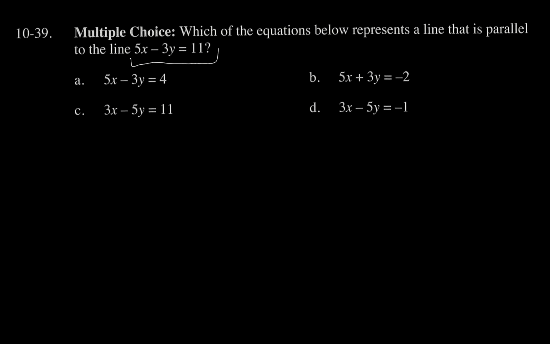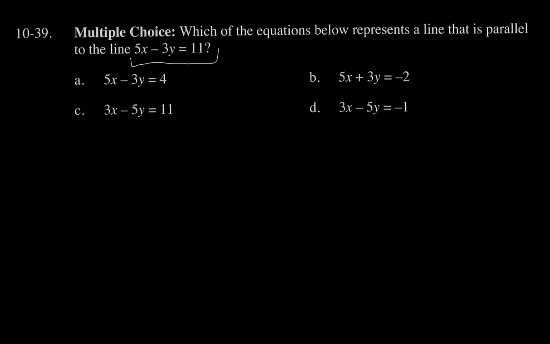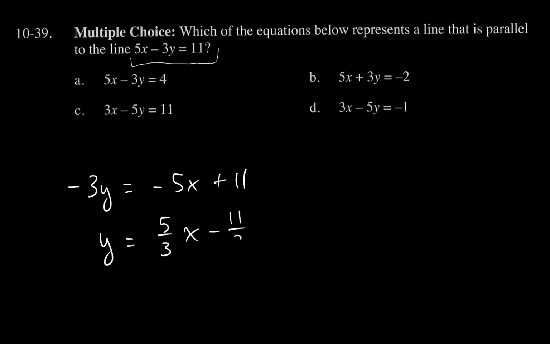I'm going to go ahead and choose to rewrite that in slope-intercept form. So I'm going to take away 5x from both sides. So this becomes negative 3y is equal to negative 5x plus 11. And if I divide both sides by negative 3, I get y is equal to 5 thirds x minus 11 thirds. So you can see the negative 5 divided by negative 3 gives me 5 thirds.